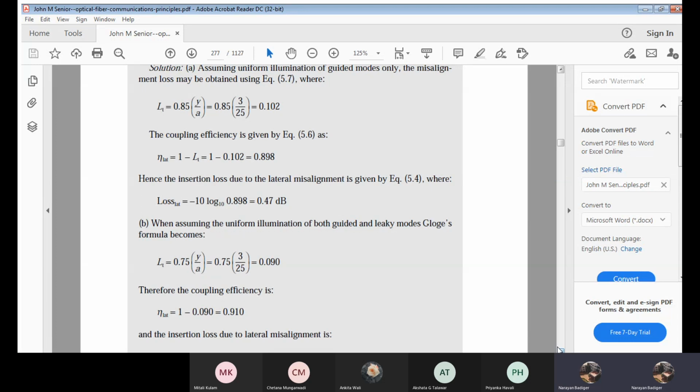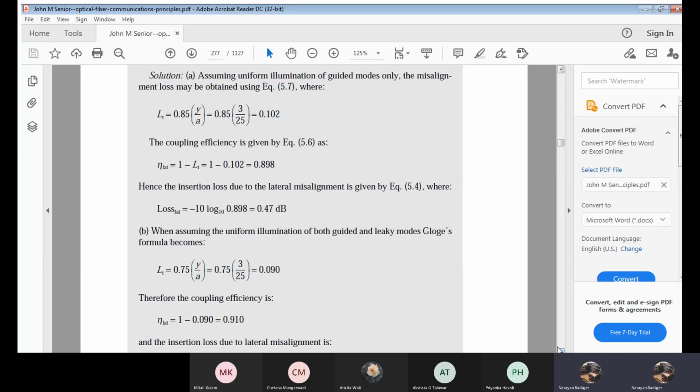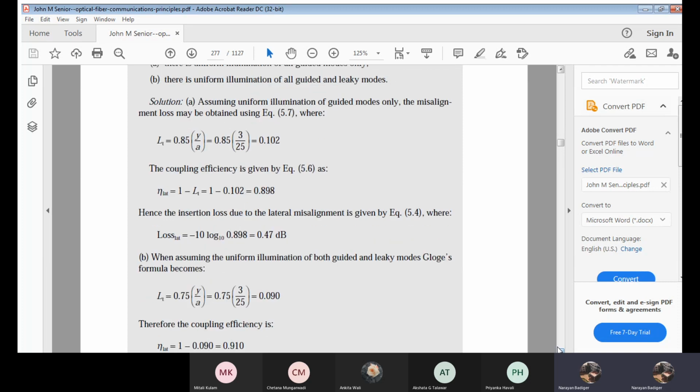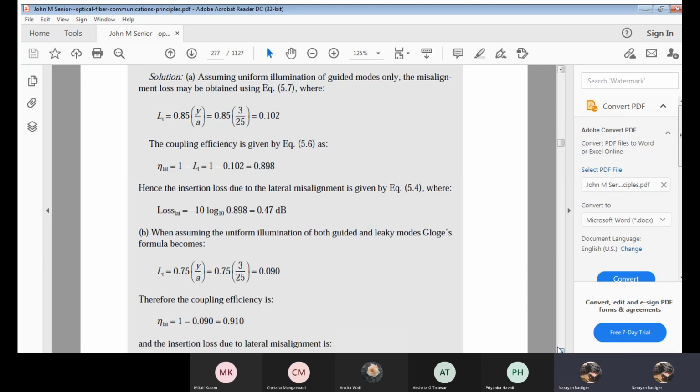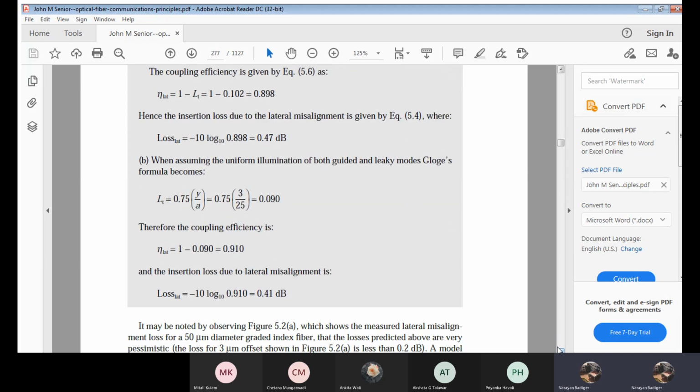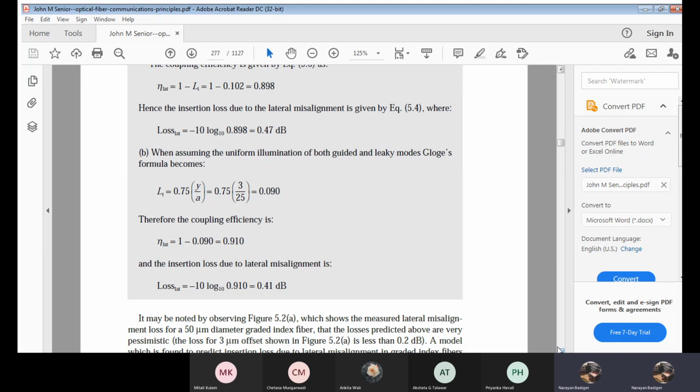Next. Now with respect to leaky modes, LT will change. What is it? 0.75. Instead of 0.85, it is 0.75. You can see these are based on some experiments. They have given these equations. Okay, there is no derivation for this. These equations are derived completely based on experimental results. Okay, 0.75 into y by a. Simple, substitute. Okay, calculate all those in terms of the efficiency, then in terms of decibels.